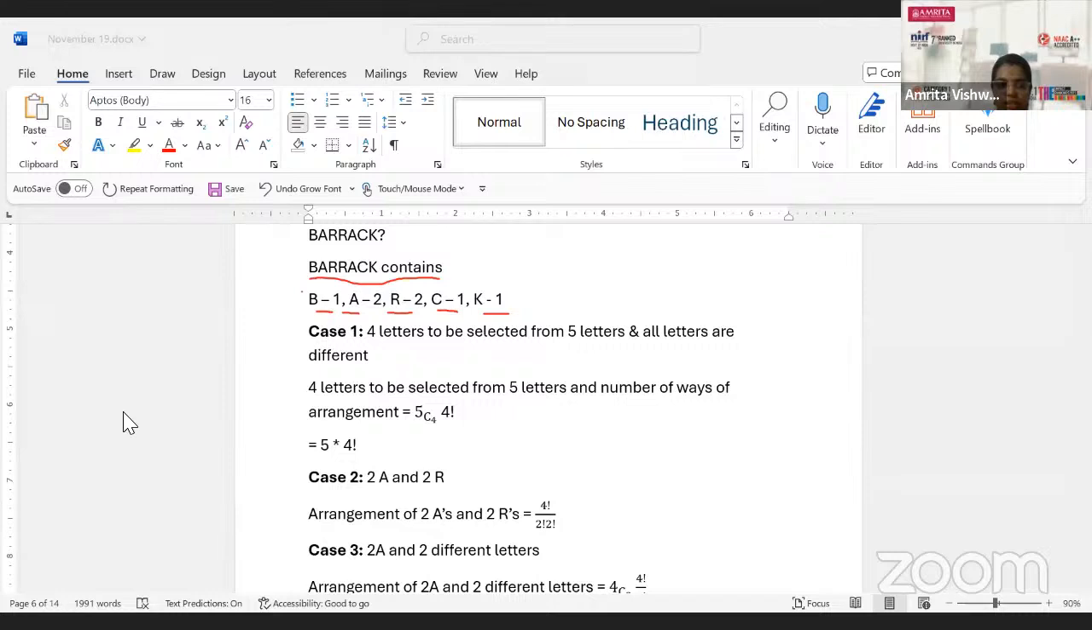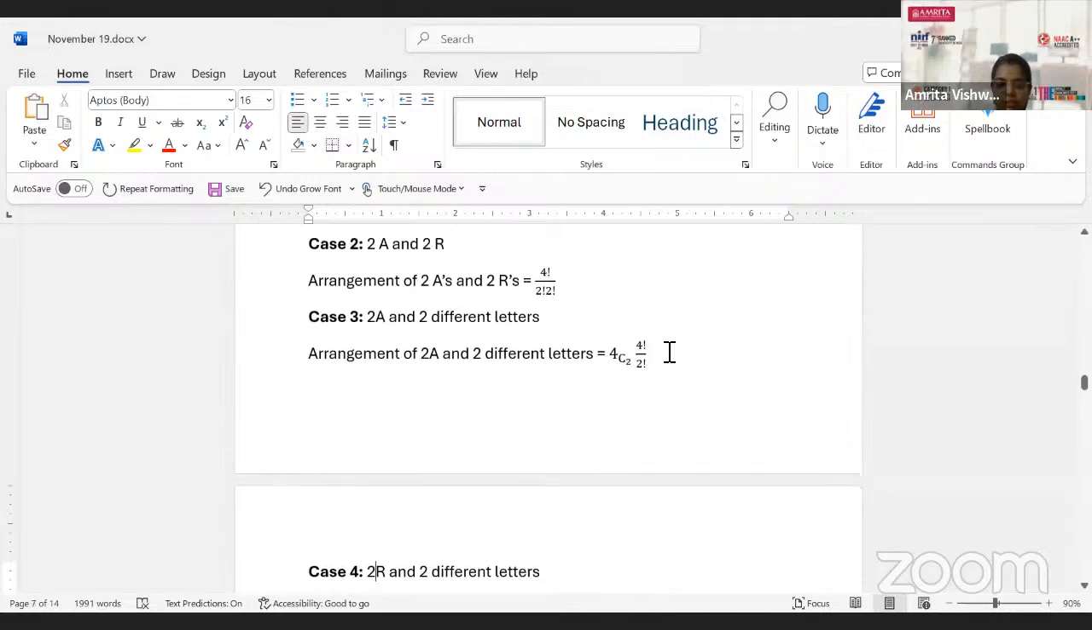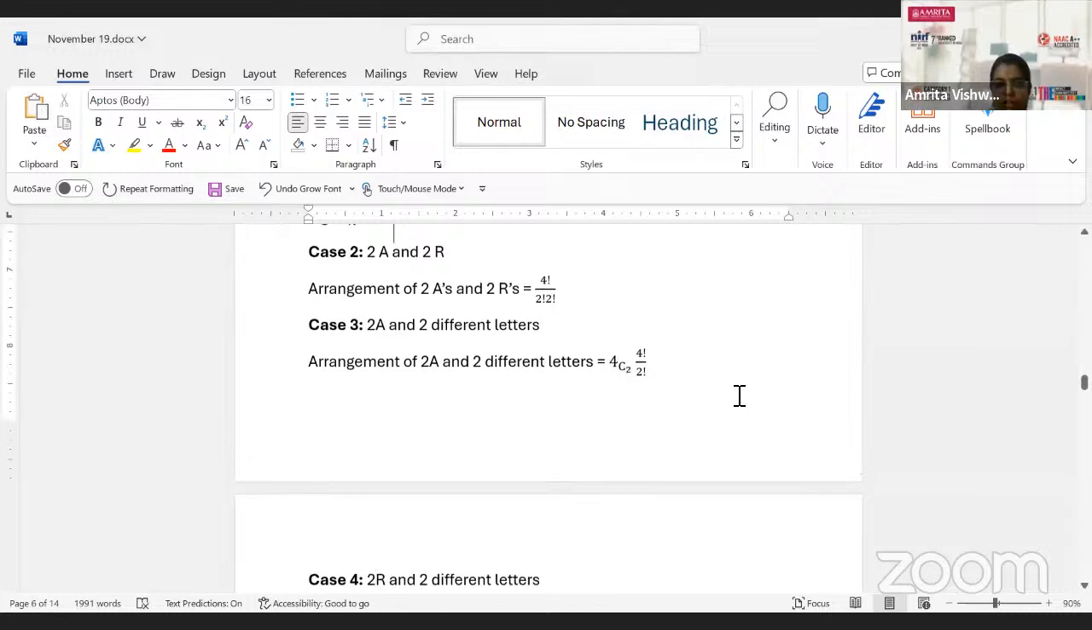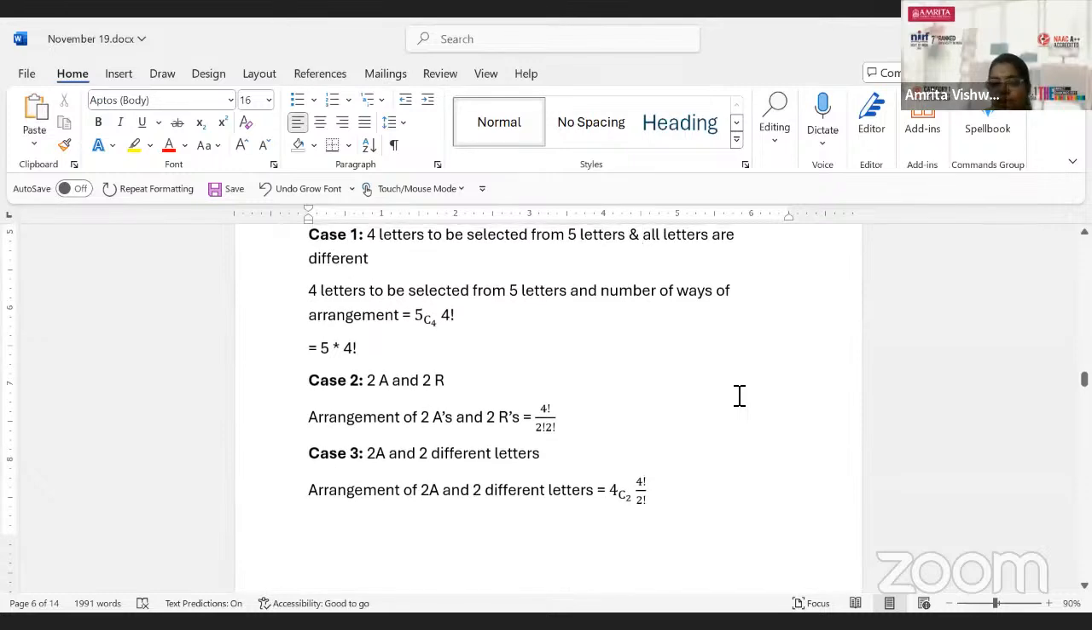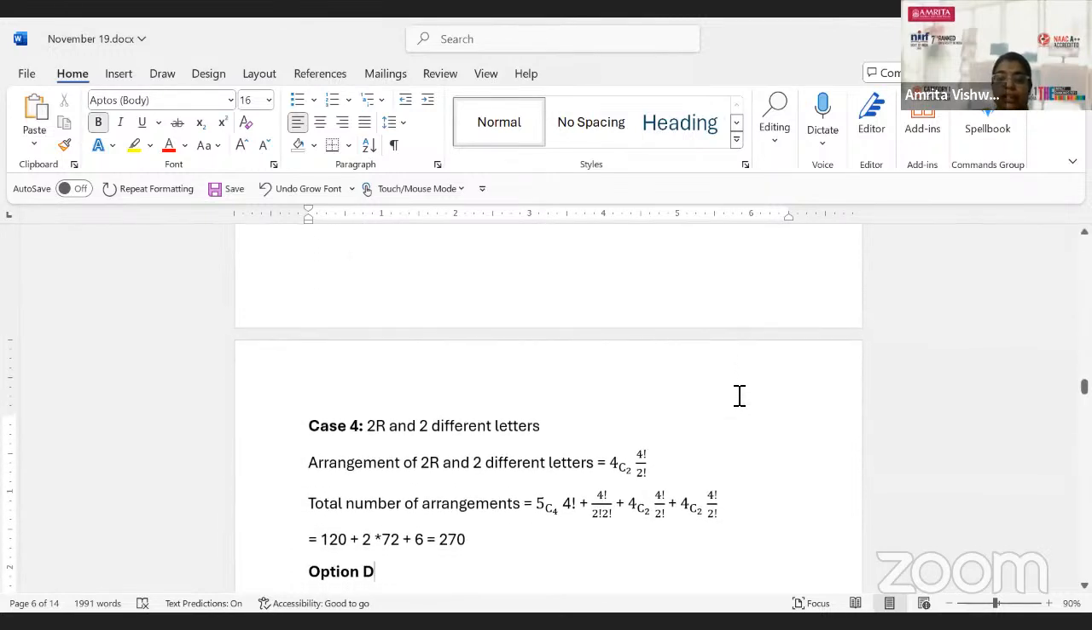You can just clear this. 4C2, 4 factorial by 2 factorial. That is the third case. Now, this case is just this one multiplied by 2, because it's 2 A or 2 R and 2 different letters. So you can just add all of them. The first way is the general one, 5 into 4 factorial. The second one is 4 factorial by 2 factorial into 2 factorial. And the third one is 2 are same, so it's 4C2, 4 factorial by 2 factorial into 2. So you can just add to get the arrangement.